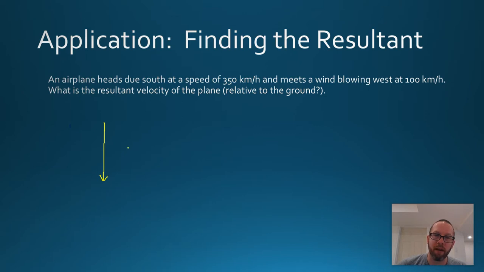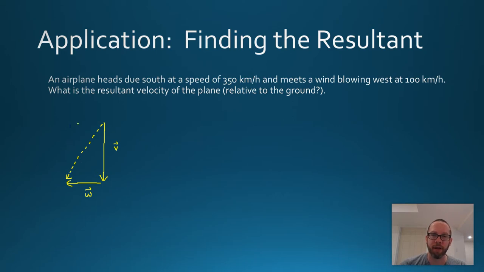So the plane's heading south. I'm going to call this just V. The wind is blowing to the west, like so. I'm going to call that vector W for the wind. And this is intuitive. We all have an understanding that the wind is going to blow the plane off course, right? The plane might want to go south, but the wind is going to blow it a bit to the southwest.